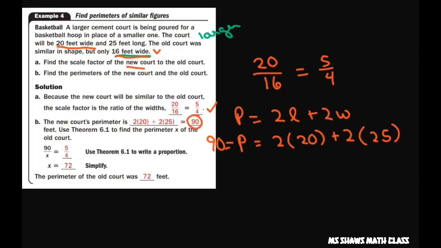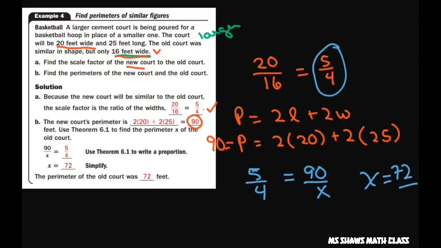Now, it says use the theorem to find the perimeter x of the old court. So what we know, the scale factor is 5 to 4. So we go x, well, this is 5 to 4, and 5 goes with the 90, and 4 goes with the x. Oh wait, this is 90 to x, sorry. 90 to x. So when you cross multiply, which they've already done, you get 72. So basically the perimeter of the old court is 72 feet.